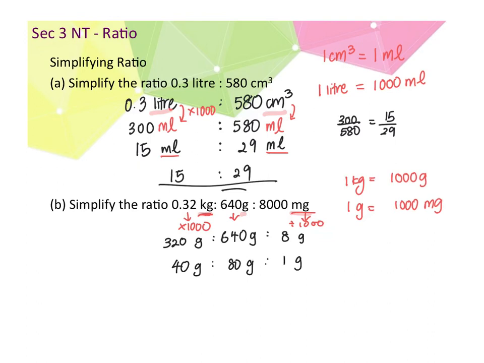Notice that for ratio, we have to keep everything in whole numbers, so we cannot have decimal places. Now the 3 units are exactly the same already. We can throw away the units, so we just have the ratio 40 is to 80 is to 1. So this will be the ratio.